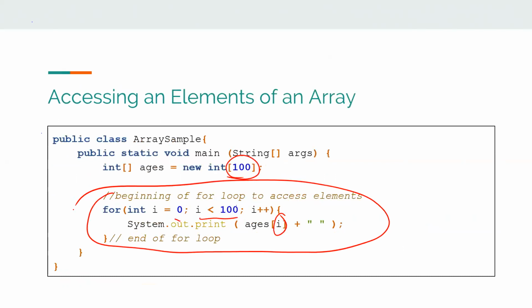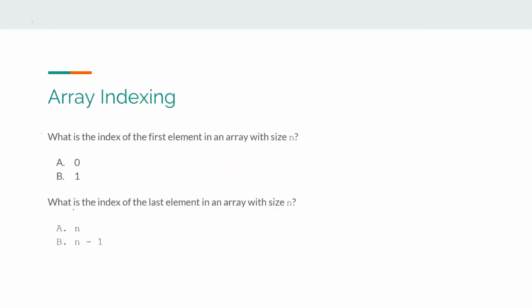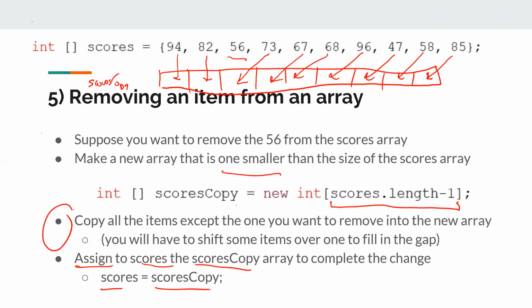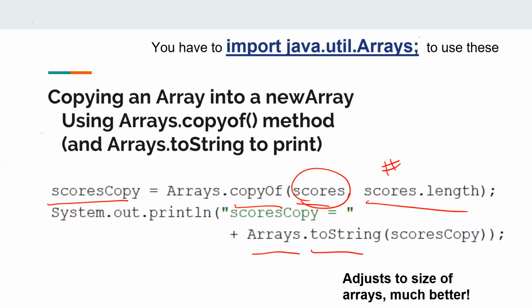And it's a weird thing. Normally, the toString method doesn't take an argument, but this Arrays.toString method takes the array that you want to print out, and it turns all the contents of that array into a string. So it looks like this. Arrays.toString of scores copy will turn scores copy into a string, and we're just adding that to this string, so it actually prints it out all on one line.